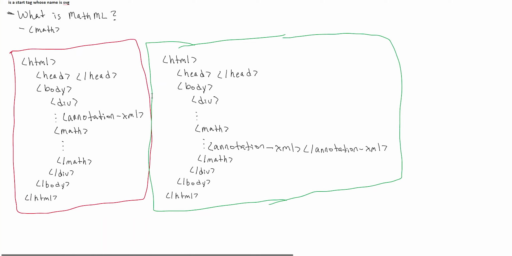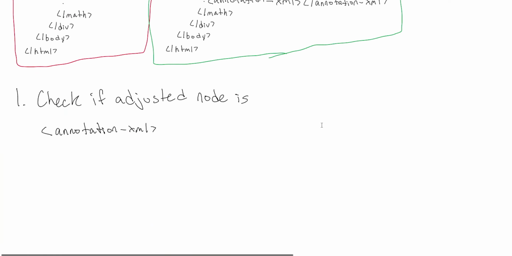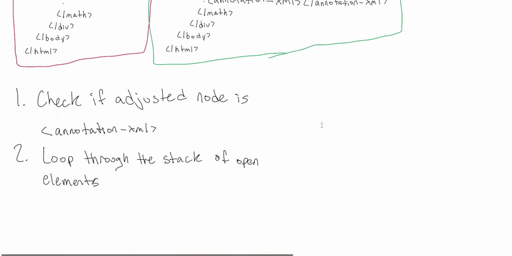How would we go about doing this in code? Well, it's actually rather simple. All we have to do is, one, check to see if the adjusted node is annotation-xml. If that's the case, we can move on to the next step. And two, we want to loop through the stack of open elements and check to see if there's an open math tag, because if there is, that means the annotation-xml is a child of that math tag, which makes it a MathML annotation-xml. So it's going to be pretty simple, a lot simpler than I thought it was going to be.